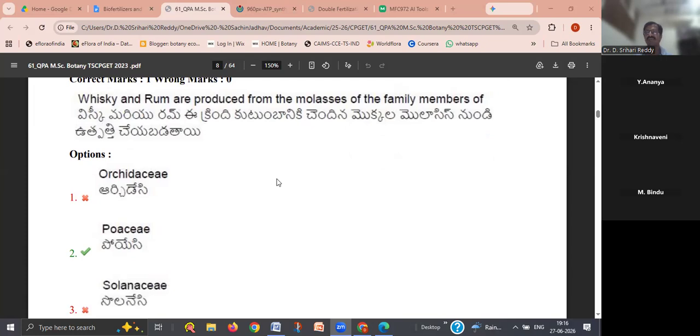So where do barley and sugarcane come from? All these are plants which come under Poaceae or Graminae. Okay, so the right answer is Poaceae. They belong to the Poaceae. All these, sugarcane or barley, all these.